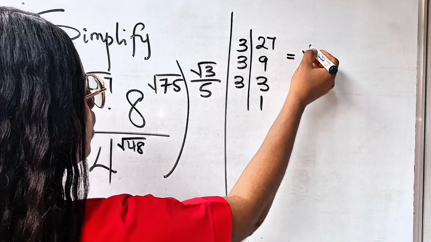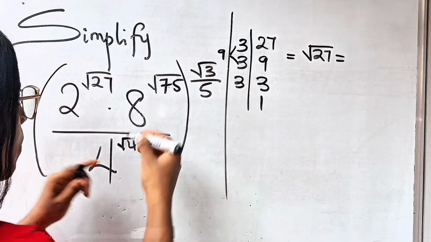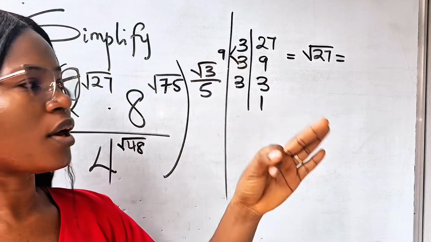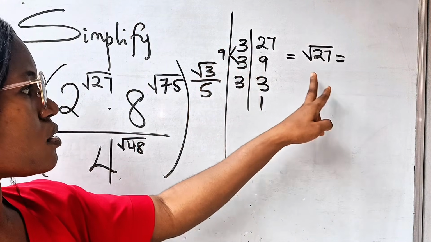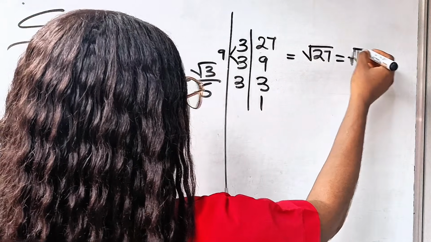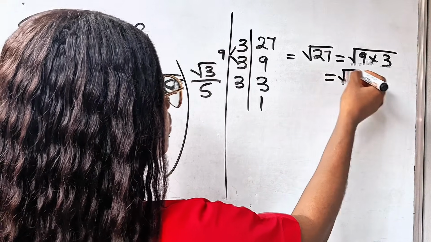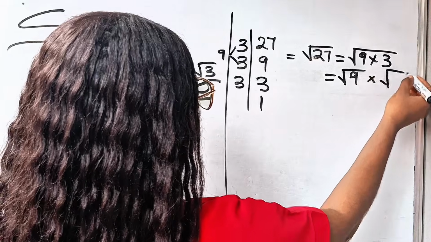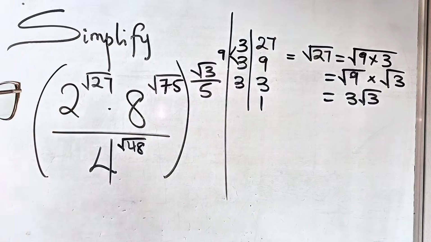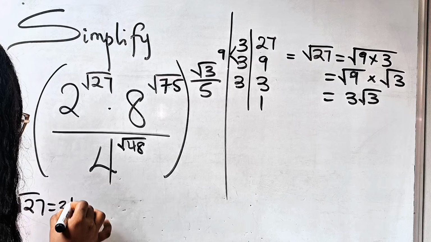So this simply means that we can write root 27 as, 3 times 3 is 9, right? We are picking in pairs because this is a square root. If it's a cube root, we pick in threes. So this is the same thing as 9 times 3. So we can write this as square root of 9 times 3, which is square root of 9 multiplied by square root of 3. So this is 3 root 3. All right. So we are going to write it somewhere that root 27 is equal to 3 root 3.